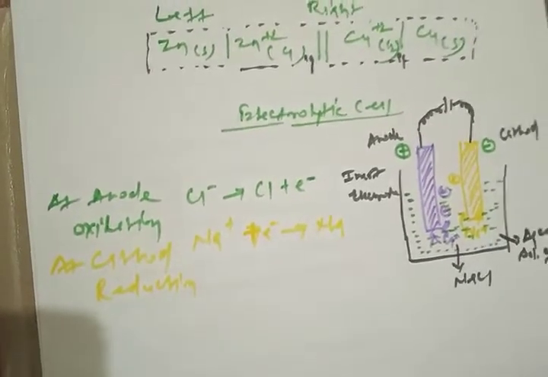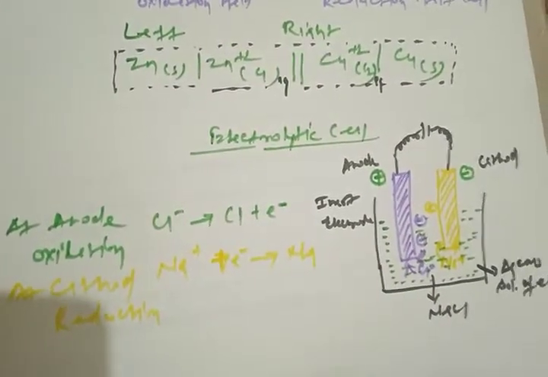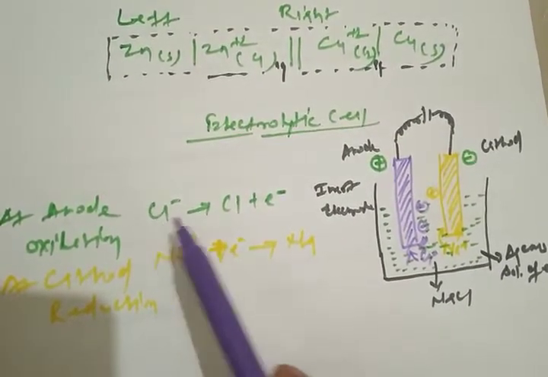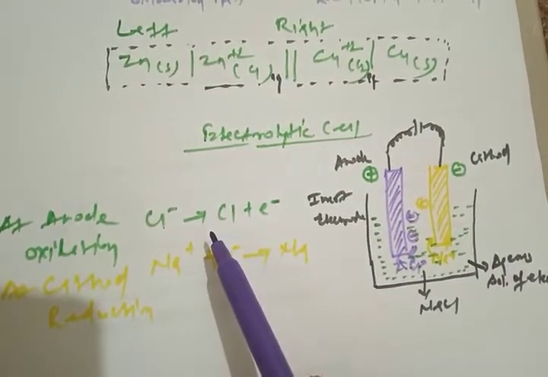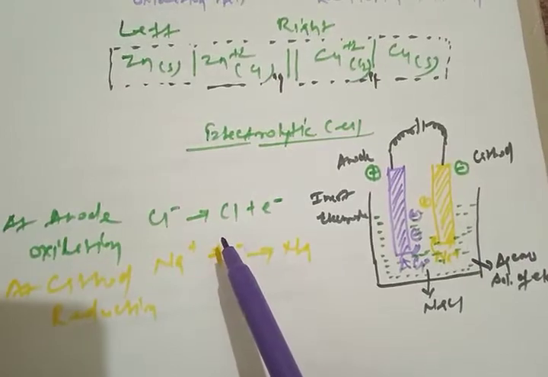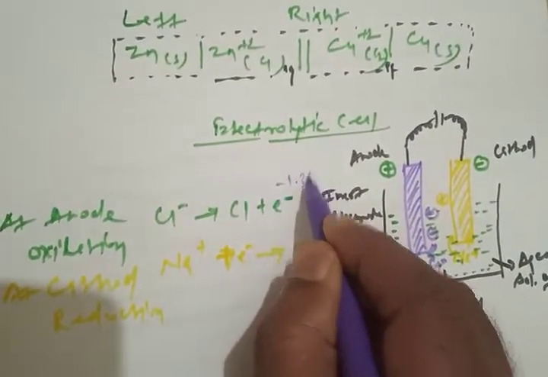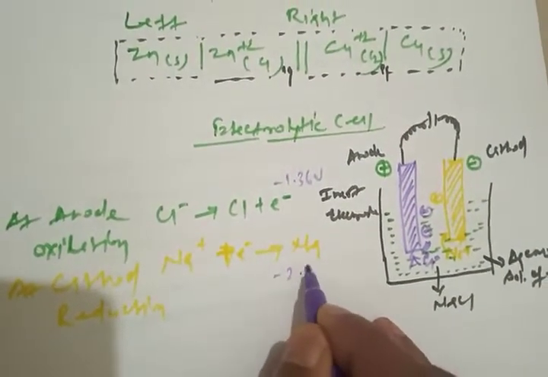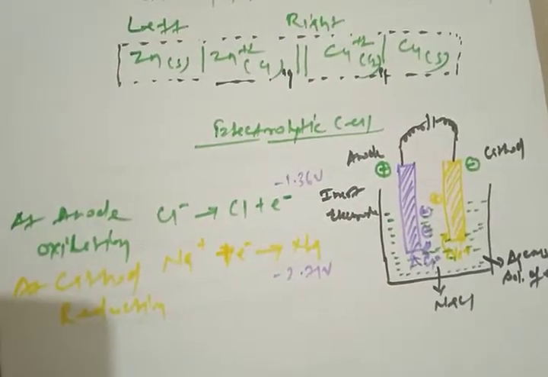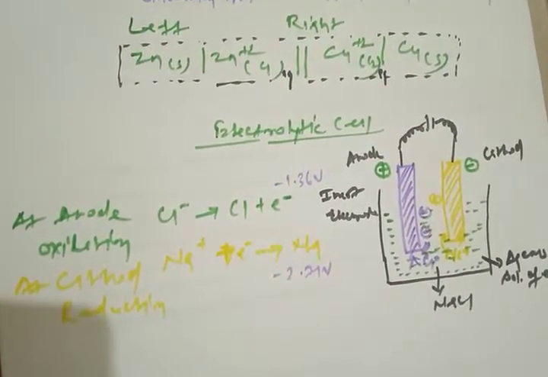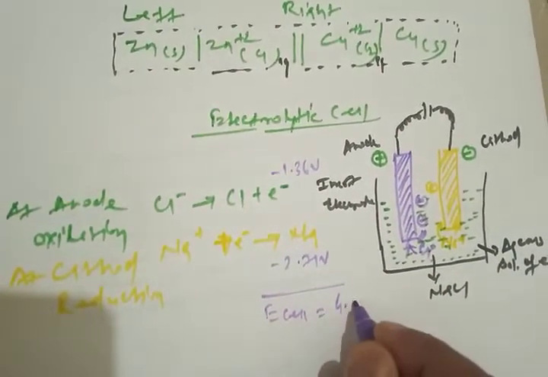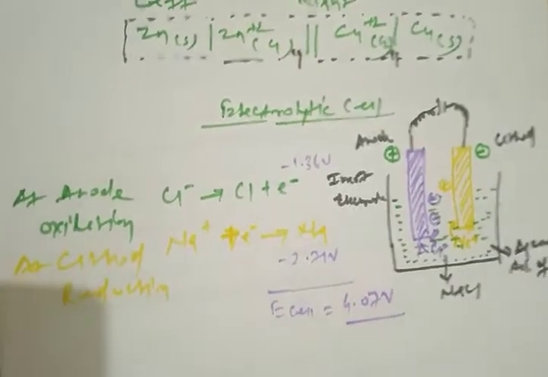Some numerical values we can also remember. To oxidize the chloride ion into chlorine, this oxidation requires 1.36 volt of supply, minus 1.36 volt, whereas this reduction requires minus 2.71 volt of supply. So the overall cell potential is 4.07 volt. This is the setup of NaCl.